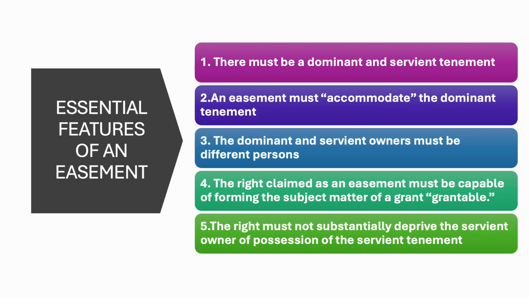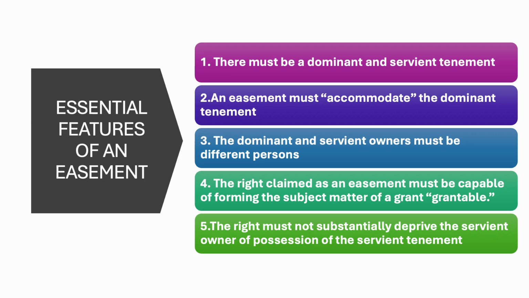First, there must be a dominant and servient tenement. So you can't have an easement in gross, meaning you can't have an easement that just benefits you personally. It must benefit a piece of land. The land that benefits is the dominant tenement, and the land that is burdened is a servient tenement. So the cases on point are London and Blenheim Estates Limited versus Ladbroke Retail Parks and Keefe versus Armour.